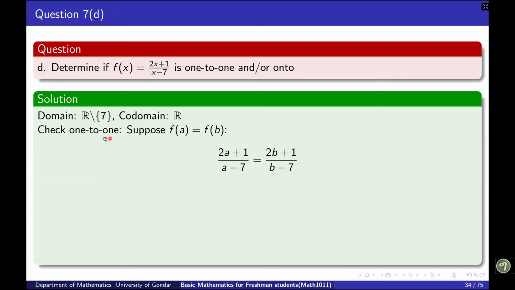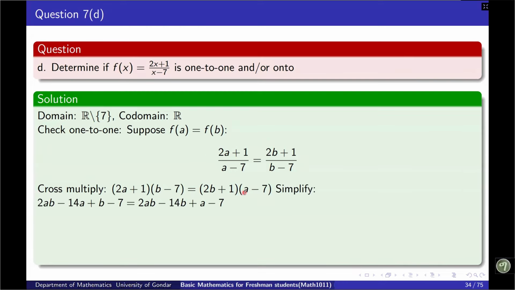Then, in order to check 1-to-1ness, suppose f of a is equal to f of b, so f of a is (2a plus 1) over (a minus 7), and f of b is (2b plus 1) over (b minus 7). Simplifying further by cross-multiplying, we have (2a plus 1) times (b minus 7) equal to (2b plus 1) times (a minus 7). Then, expanding, we have 2ab minus 14a plus b minus 7 equal to 2ab minus 14b plus a minus 7.